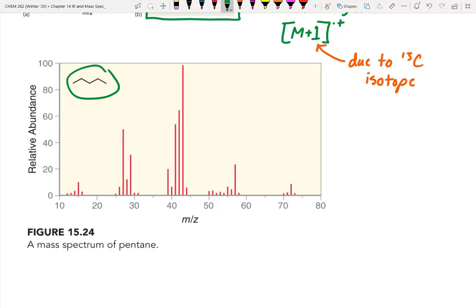Pentane. Hopefully we can all name that at this point in the year. All right, so we've got pentane there. Let's go ahead and identify our radical cation peak, meaning our parent peak. Where would that be? Try to identify the number. So over here, I would definitely say that that's the tallest peak.